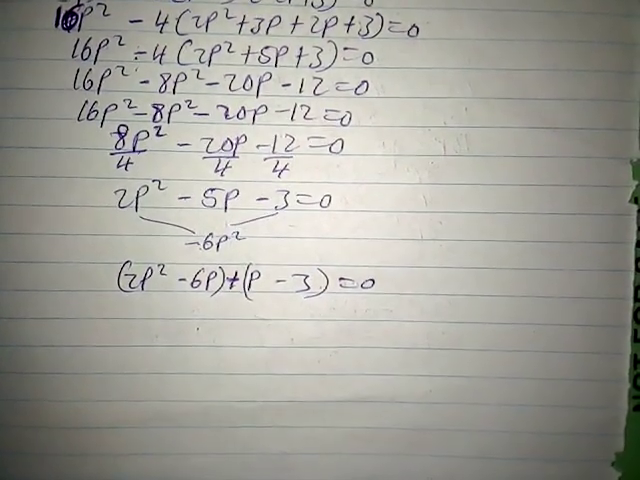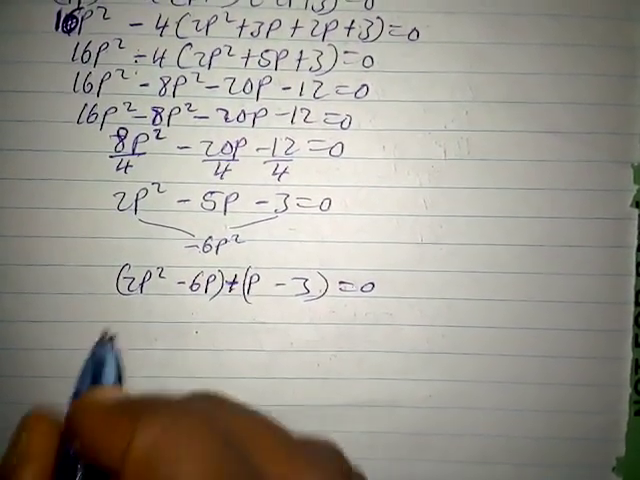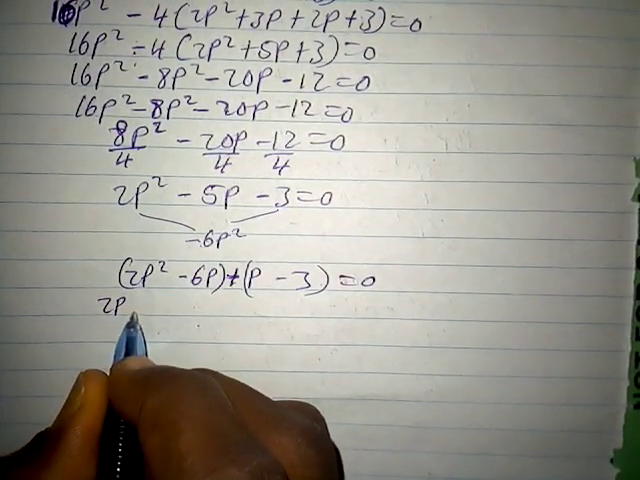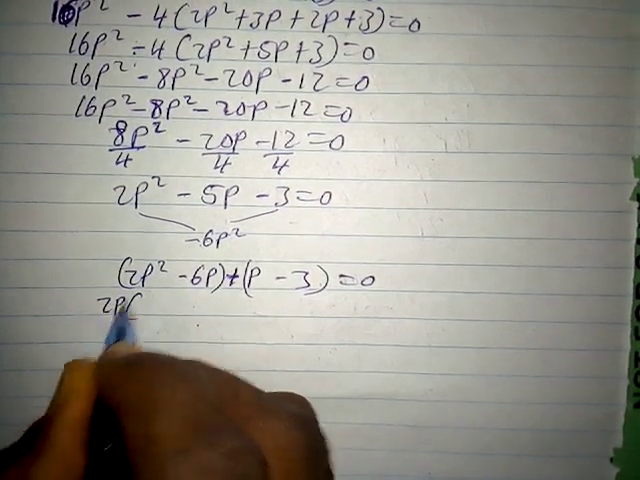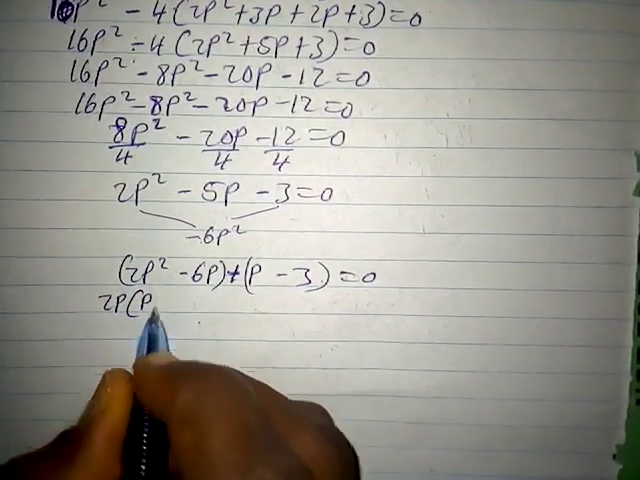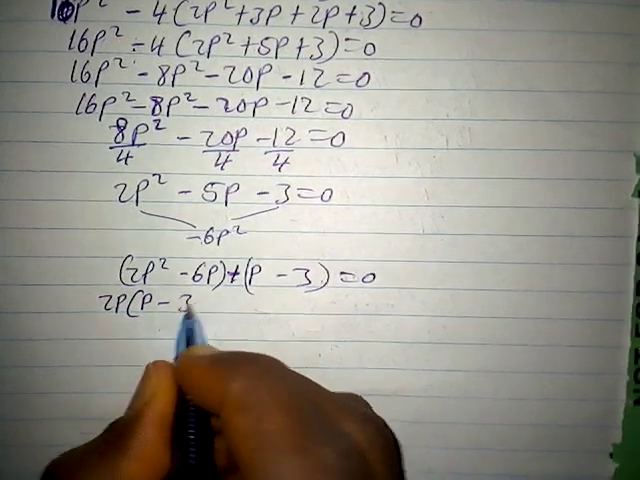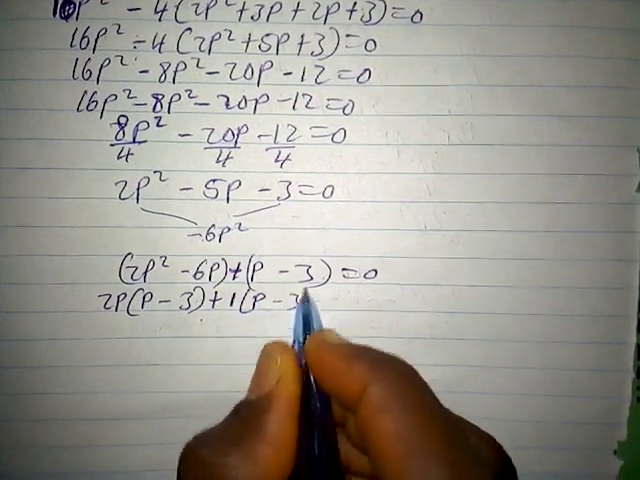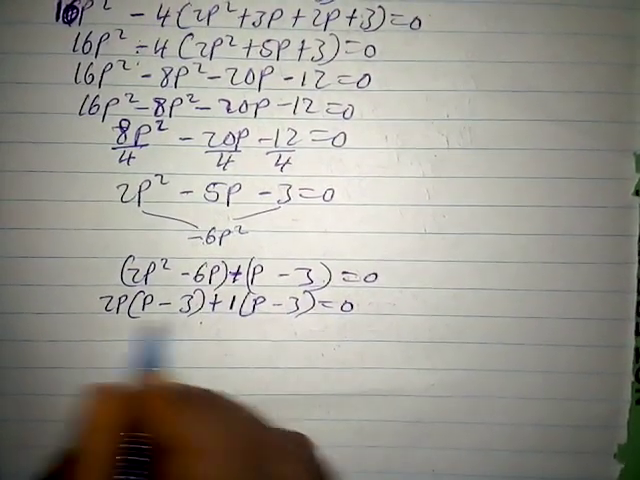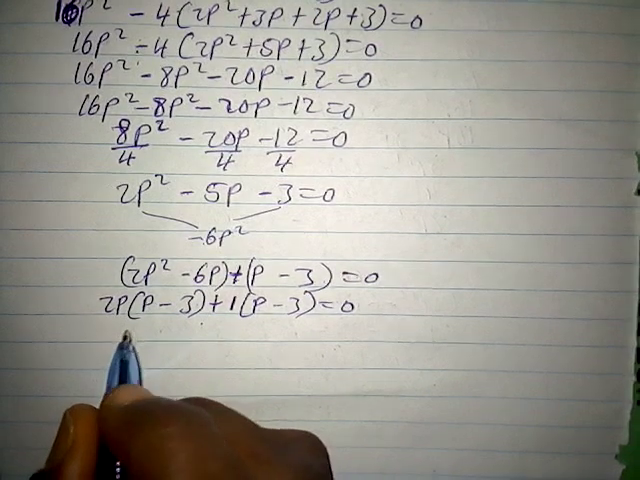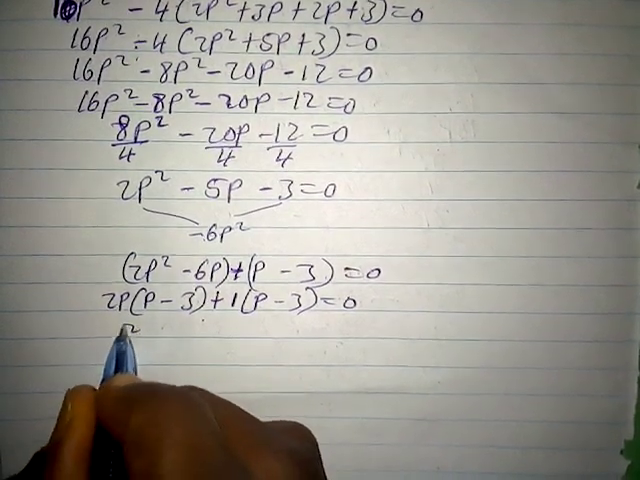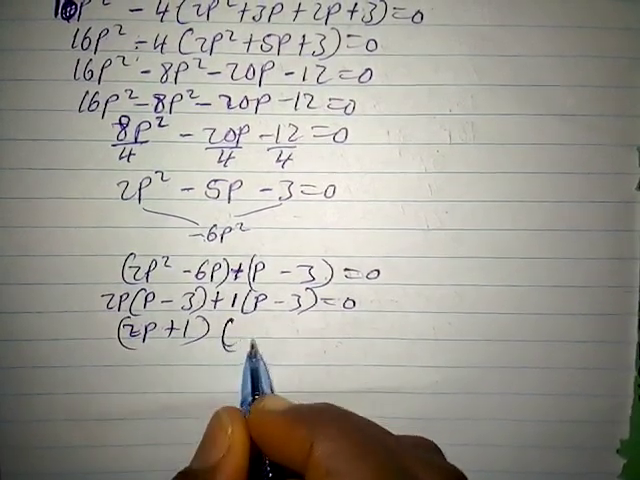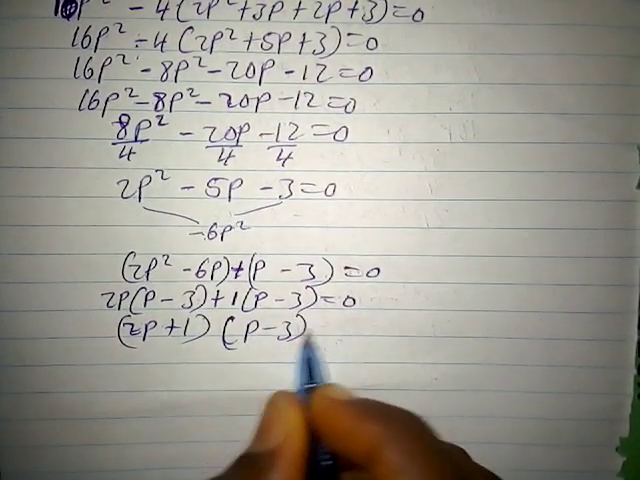What next? We find a common factor in each of the brackets. So the common factor here is what? Let's say 2p. 2p into 2p squared is p, and 2p into minus 6p is minus 3. Plus, here the common factor is 1. So p minus 3 equals to 0, right? We take it outside the bracket. So say 2p plus 1, right? Here we say p minus 3 equals to 0.